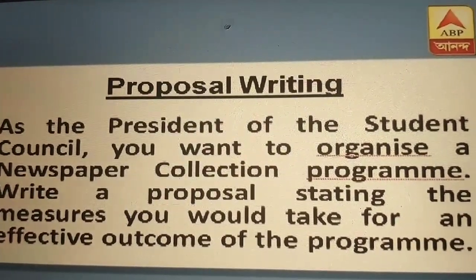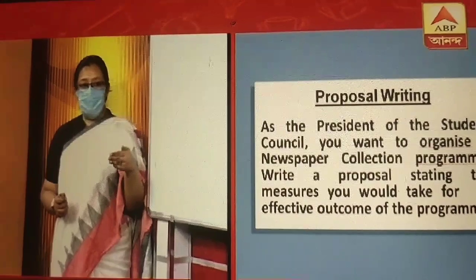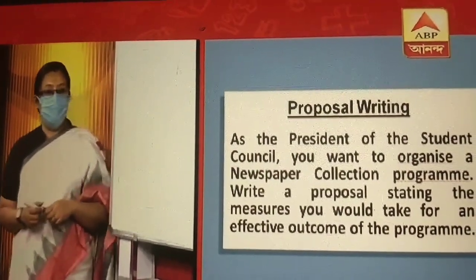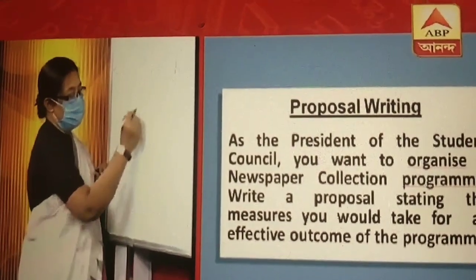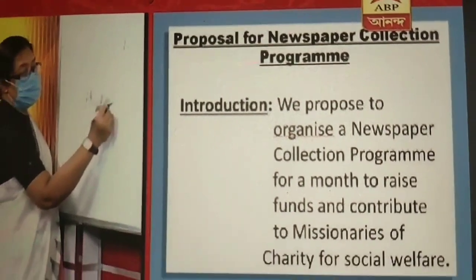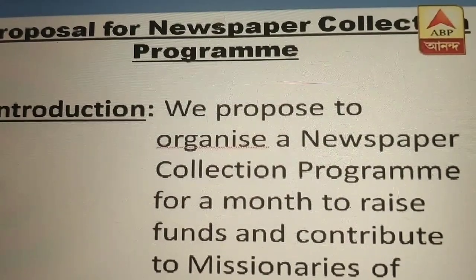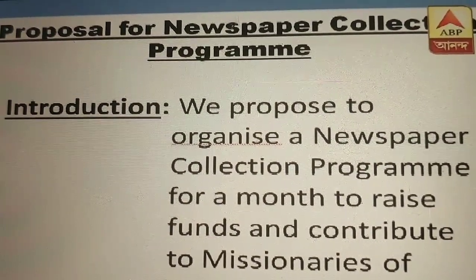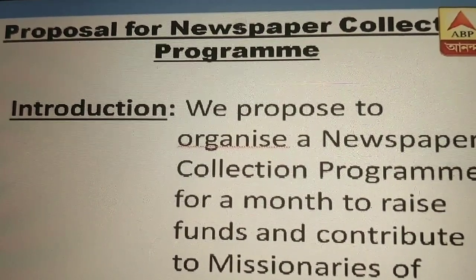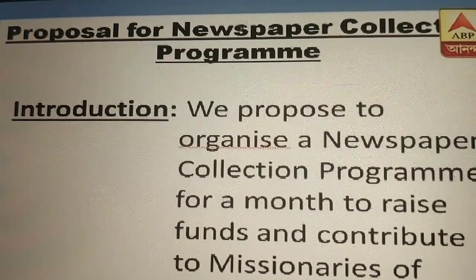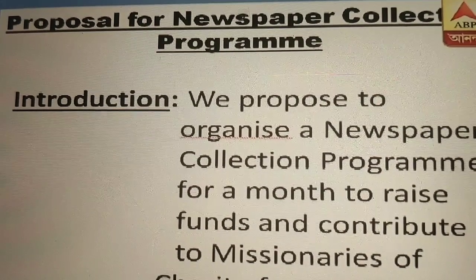So how do you go about writing the proposal? You see, there is the written proposal for you. First of all, you give a heading. What is the heading? The next slide, please. Yes, proposal for newspaper collection program. That is your heading. Now, where are you getting the heading from? You are getting the heading from the question paper itself. It's given in the question paper. So you put down that heading. It's a proposal for newspaper collection program. Simple as that. You see how simply you can attempt your question.